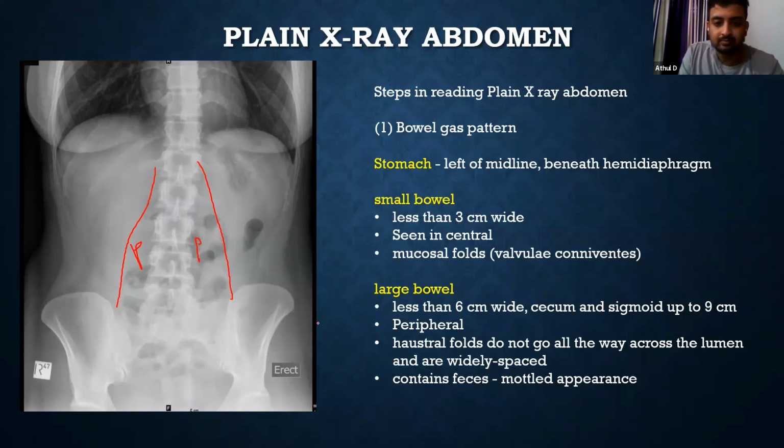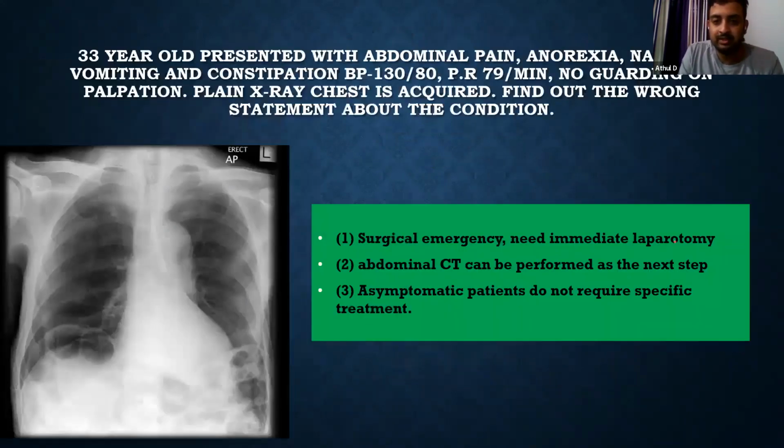Okay, so we will move forward by seeing one question. This is a case of a 33-year-old male who presented with abdominal pain to a clinic. The patient also had a history of anorexia, nausea, and vomiting. Also, he had some episodes of constipation. The blood pressure of the patient was about 130/80, and his pulse rate was 79. And on your examination, you didn't find any guarding in the abdomen.